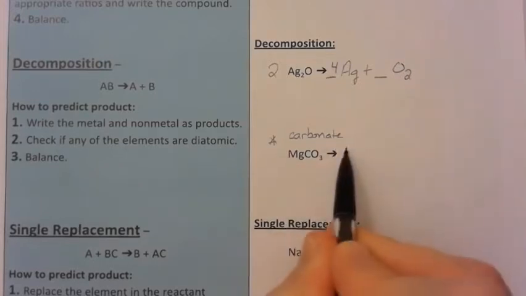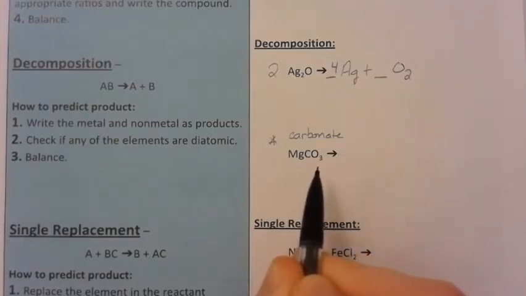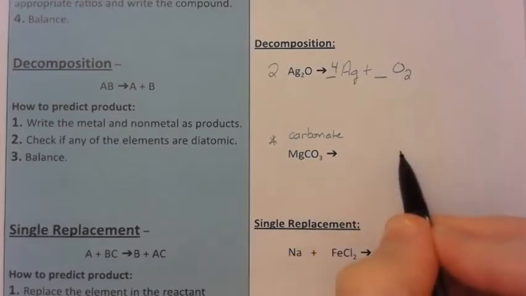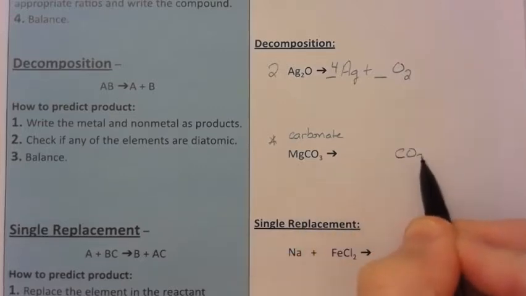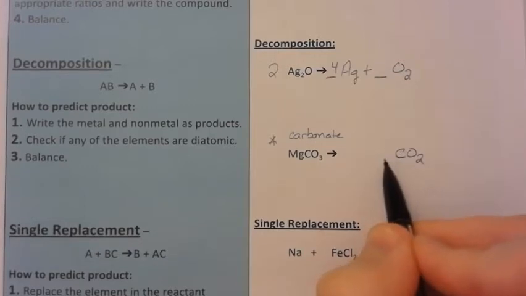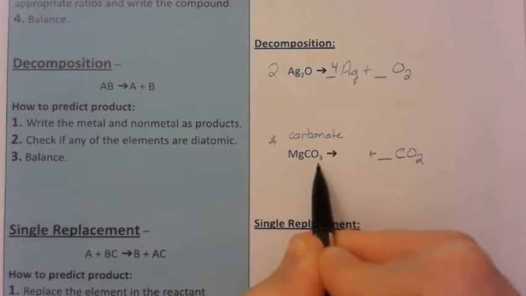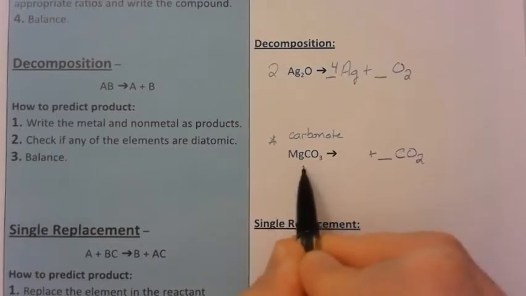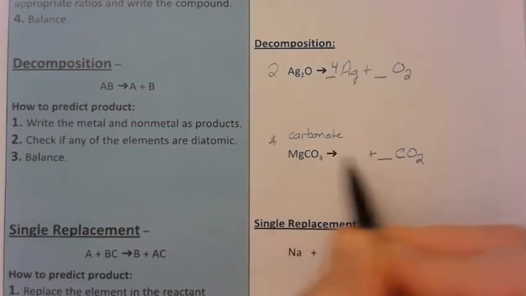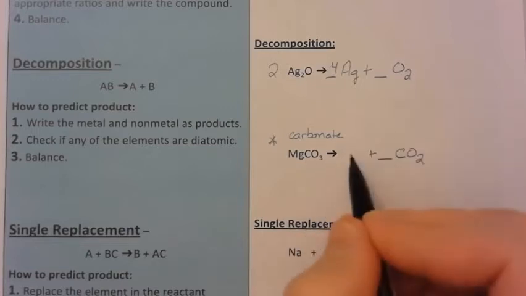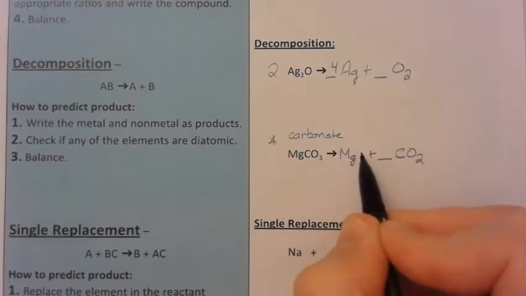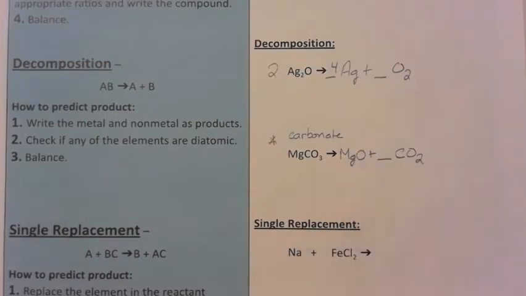Anytime we have carbonate or bicarbonate as a compound in a decomposition, one of the common products that's going to be produced is CO2. So we've got a carbon and 2 oxygens bonded in here, and then what's going to be left over is a magnesium bonding with oxygen. And since magnesium is +2 and oxygen is -2, that's going to form MgO.